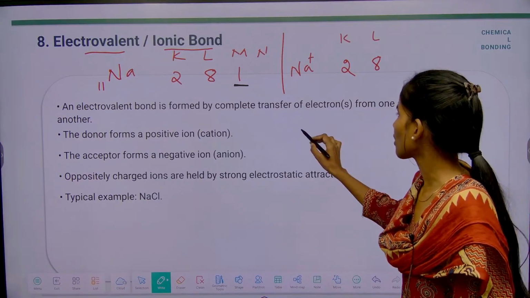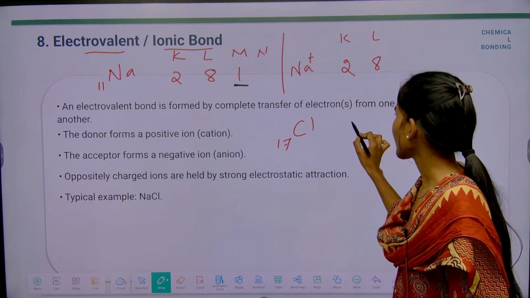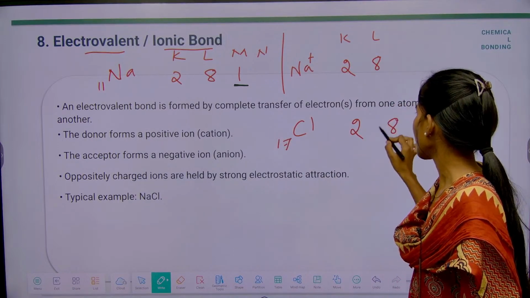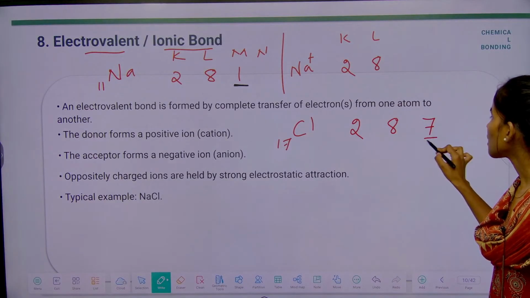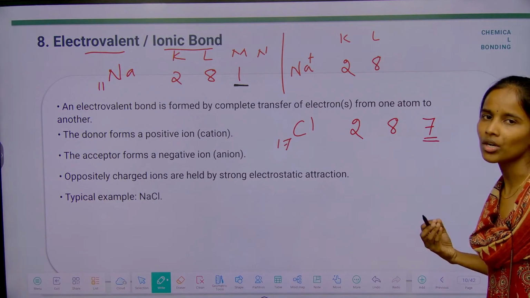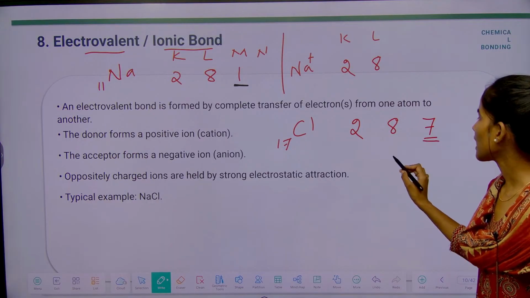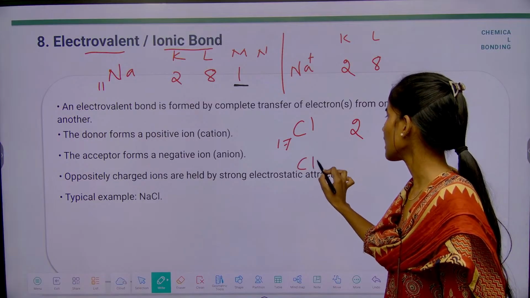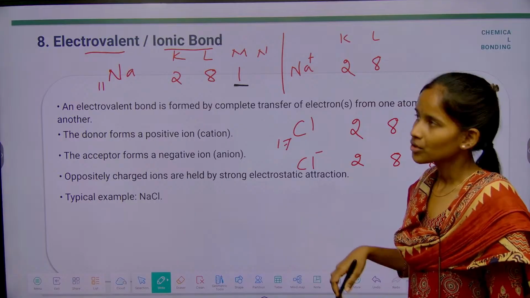Now we will take the chlorine atom. Chlorine has 17 electrons. In K shell it will fill 2, L shell 8, plus 2 is 10, and plus 7. So in order to get stability, to get octet configuration, it needs 1 more electron. So it takes 1 electron and it results in the formation of Cl-, its configuration will be 2, 8 and 8.